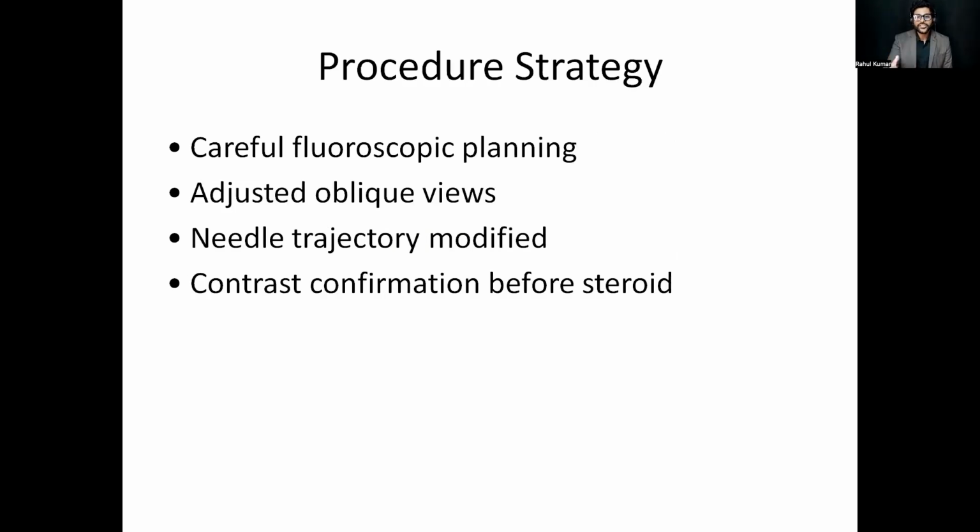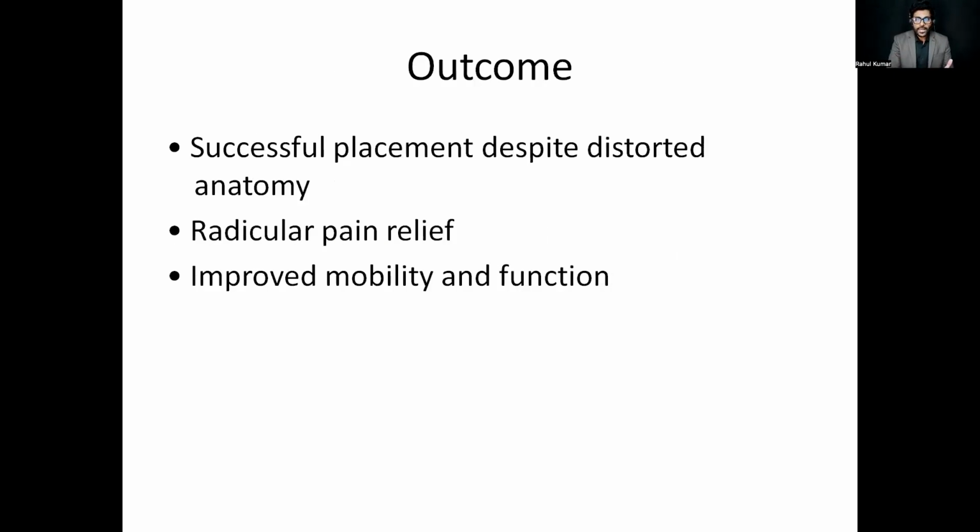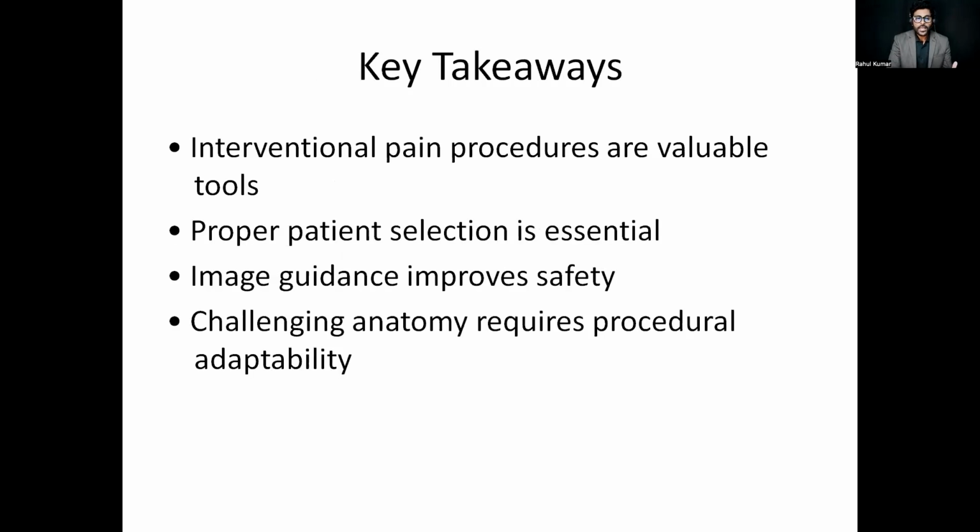So procedure strategies are very important, careful fluoroscopic planning and getting all the views, like I said before, and the outcomes are generally good. And the key takeaways here are proper patient selection is always the most important step, in my opinion, in my own practice. I've gone by this, and anatomy needs to be understood properly.